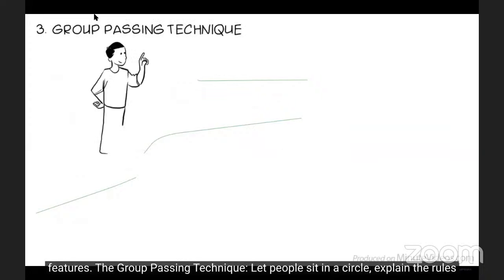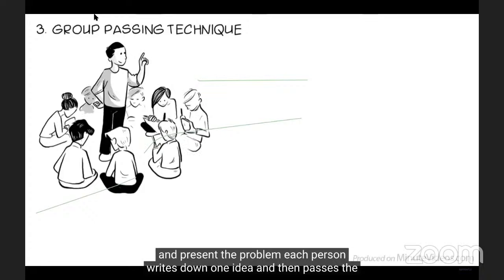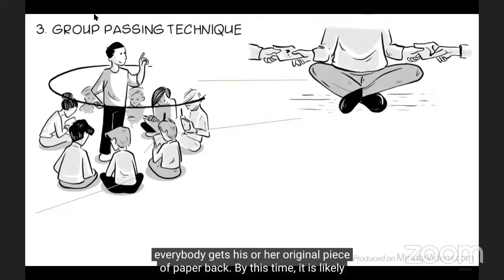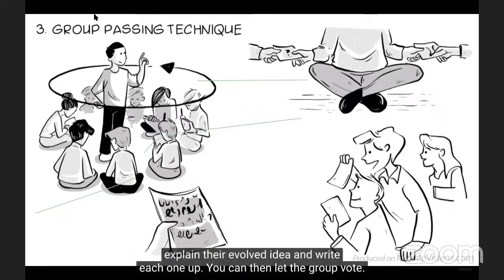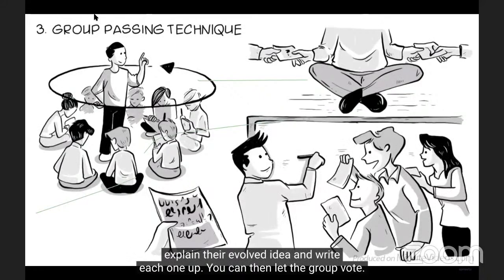The group passing technique. Let people sit in a circle, explain the rules, and present the problem. Each person writes down one idea and then passes the piece of paper to the next person who adds some thoughts. This continues until everybody gets his or her original piece of paper back. By this time, it is likely that the group will have extensively elaborated on each idea. Let everyone explain their evolved idea and write each one up. You can then let the group vote.